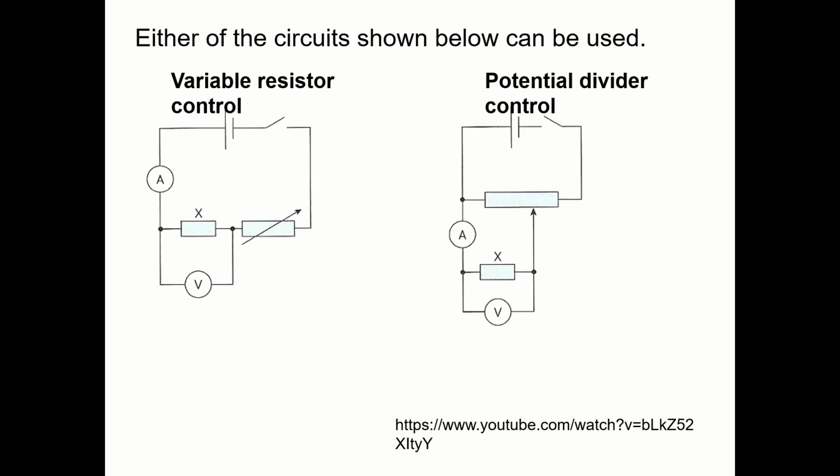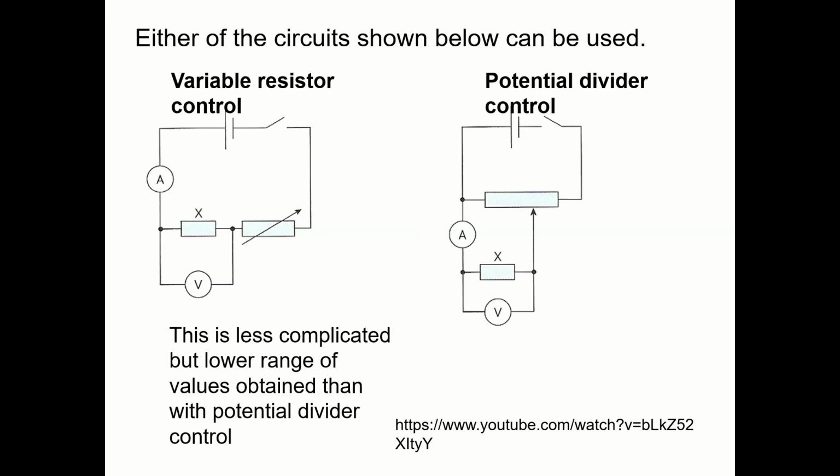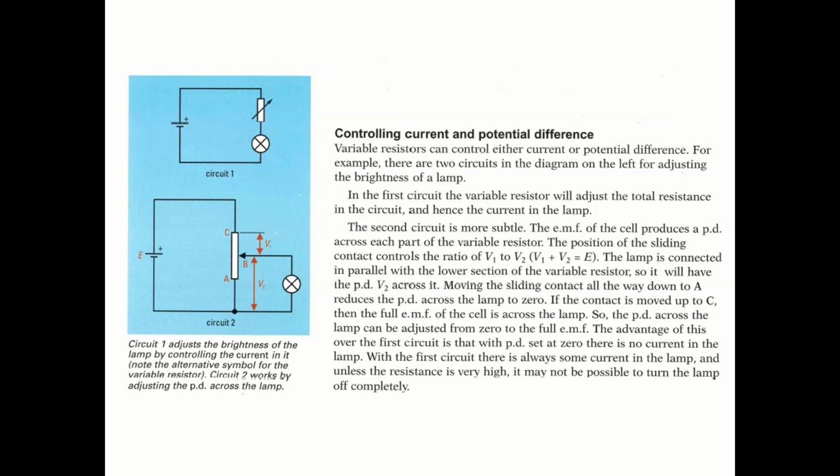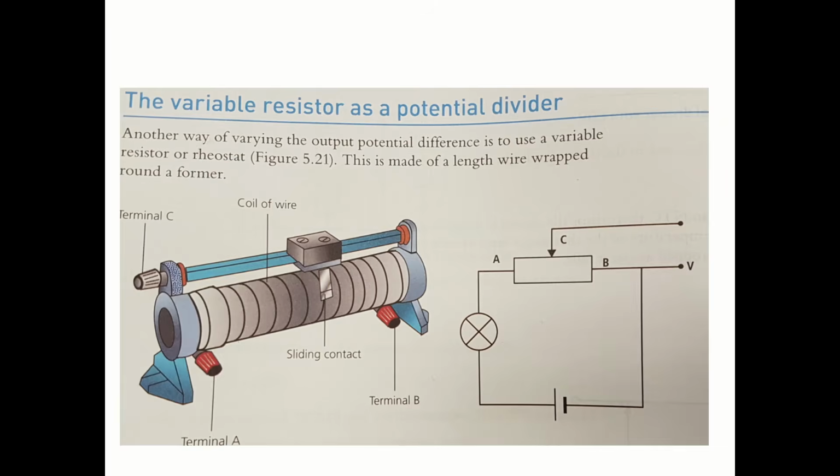Most students can get away with just talking about the circuit on the left for lots of questions anyway, as it says there. So it's less complicated, the circuit on the left, but you're restricted a little bit in the values that you can get. And this, I think, is taken from the Adams and Allday book. It goes into a bit more detail about both circuits.